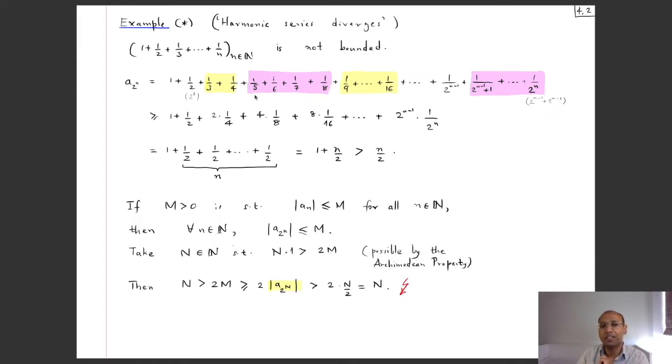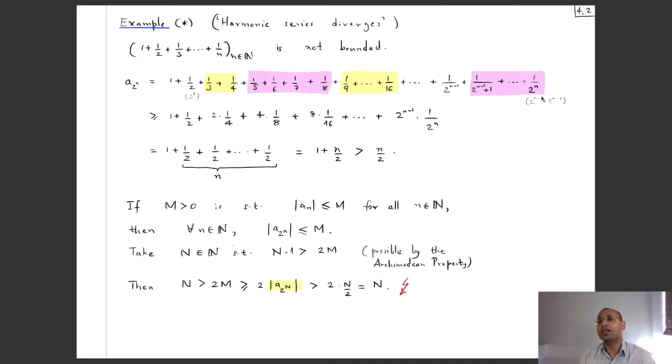going to be estimated. So I have 1 by 5 plus 1 by 6 plus 1 by 7 plus 1 by 8. Then the next 8 are going to be grouped together. So that's this yellow bit again. So I have 1 by 9 plus all the way up till 1 by 16. And then somewhere down the line I have 1 by 2 to the power n minus 1. And then I have 1 by 2 to the power n minus 1 plus 1 all the way up till 1 by 2 to the power n.